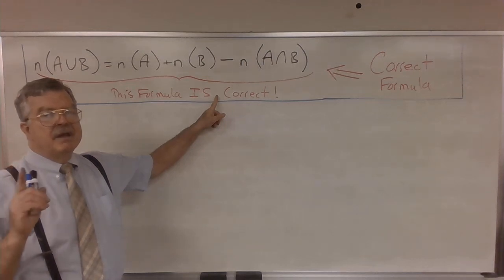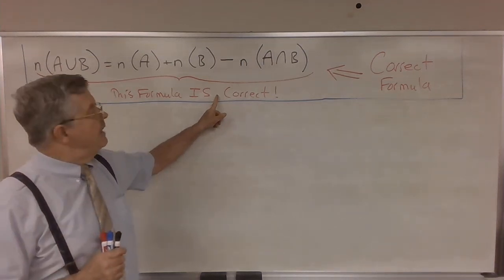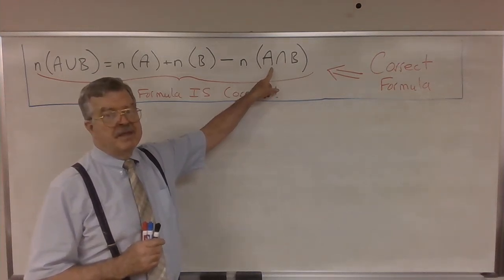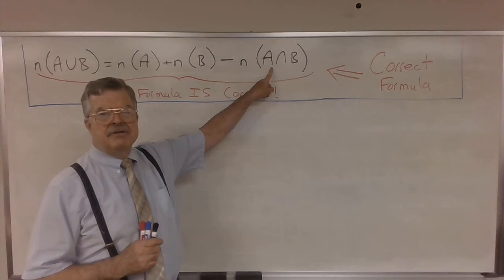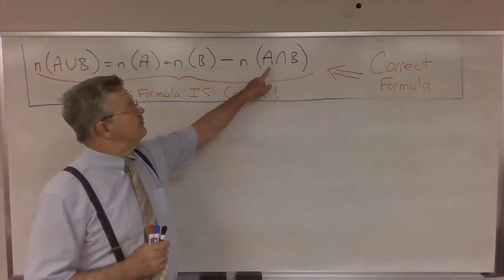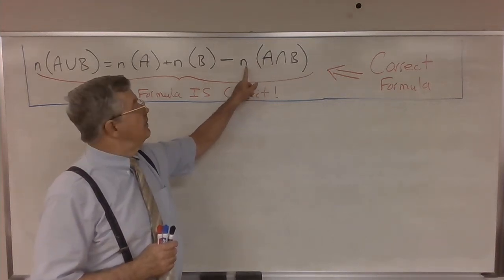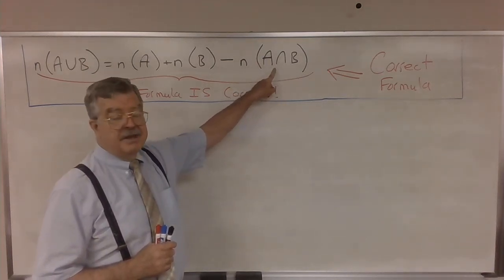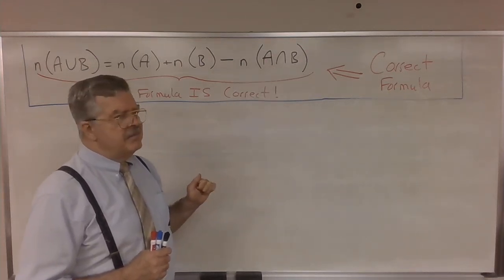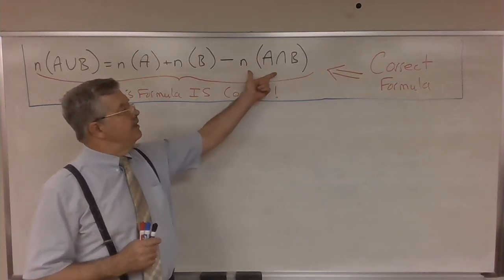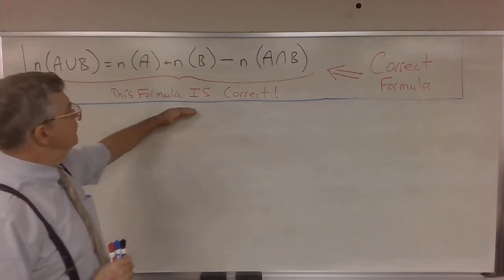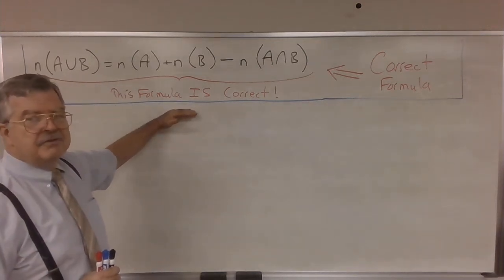If there are no elements in region 2, that means that there are no elements in the intersection of A and B. So if there are no elements in the intersection of A and B, what does this thing equal? The number of elements in A intersect B. Isn't that going to be 0? So if A and B are disjoint, this thing is 0, and we're not going to be changing anything. So this formula works in all cases all the time.